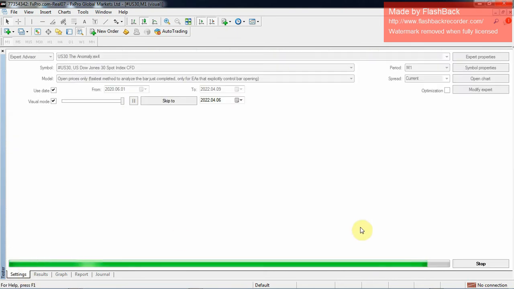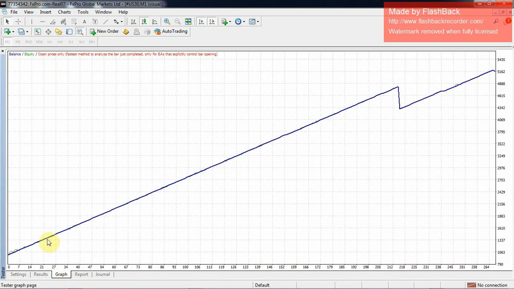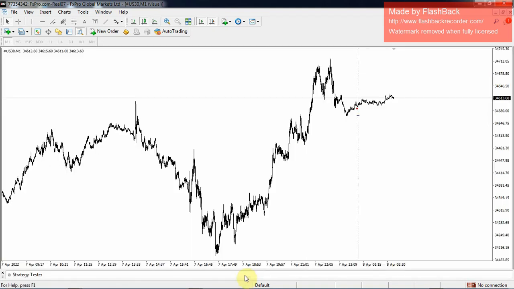I think I forgot to mention that I was risking half of this account. Half of the initial balance. So I was risking 500. Okay, so that's the balance line. We'll now check the trades.